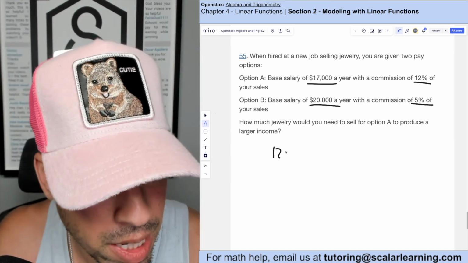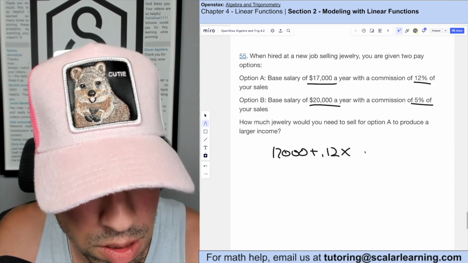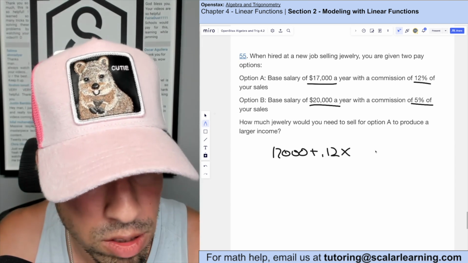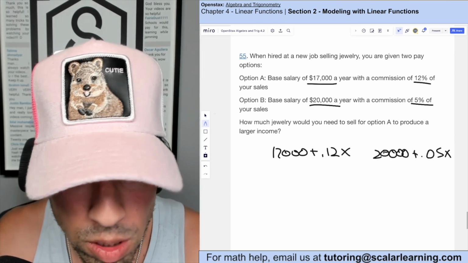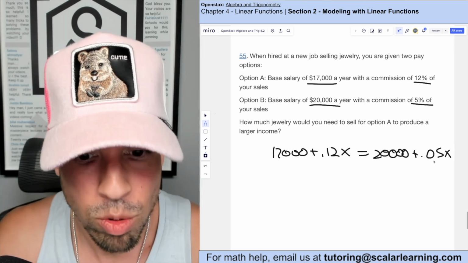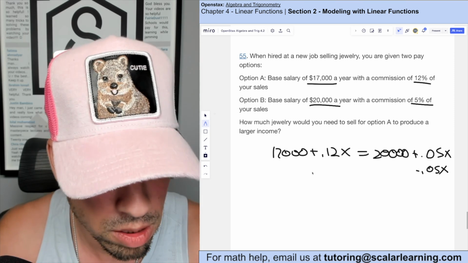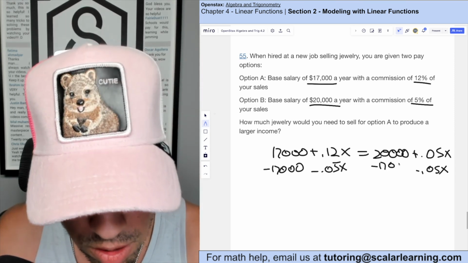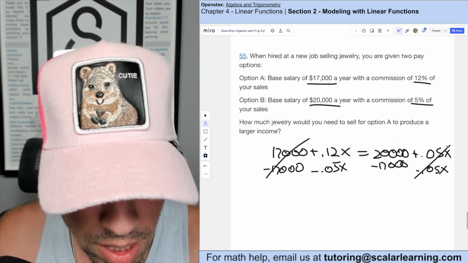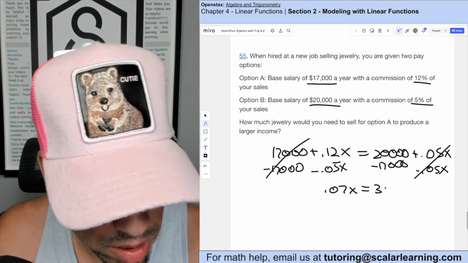So you're getting a base of 17,000 plus 12% or 0.12 of the sales. And then for this one, it's 20,000 plus 5% of sales. And we want to see when these two are going to equal each other. So we're going to isolate x and solve for that. So we're going to subtract 0.05x from both sides. And simultaneously, we're going to subtract 17,000 from both sides, like so. So that's going to cancel. That's going to cancel. This gives me 0.07x equals 3,000.